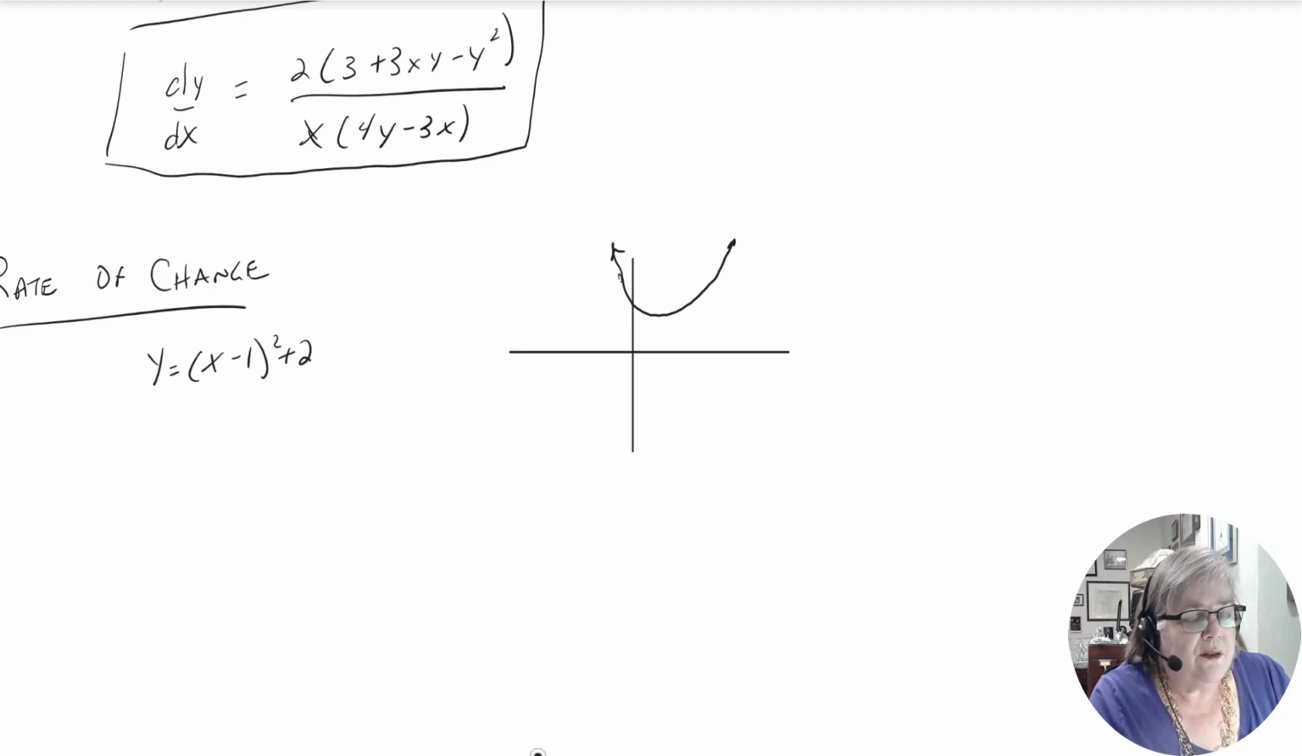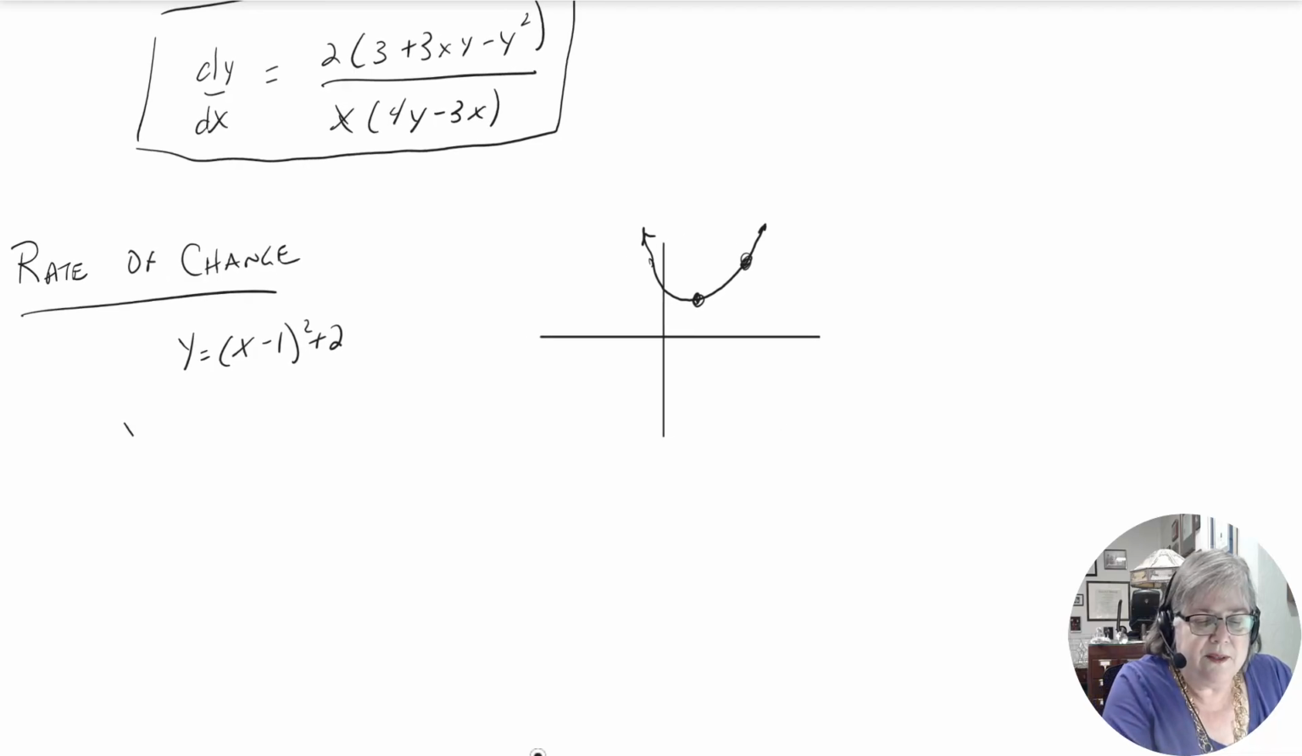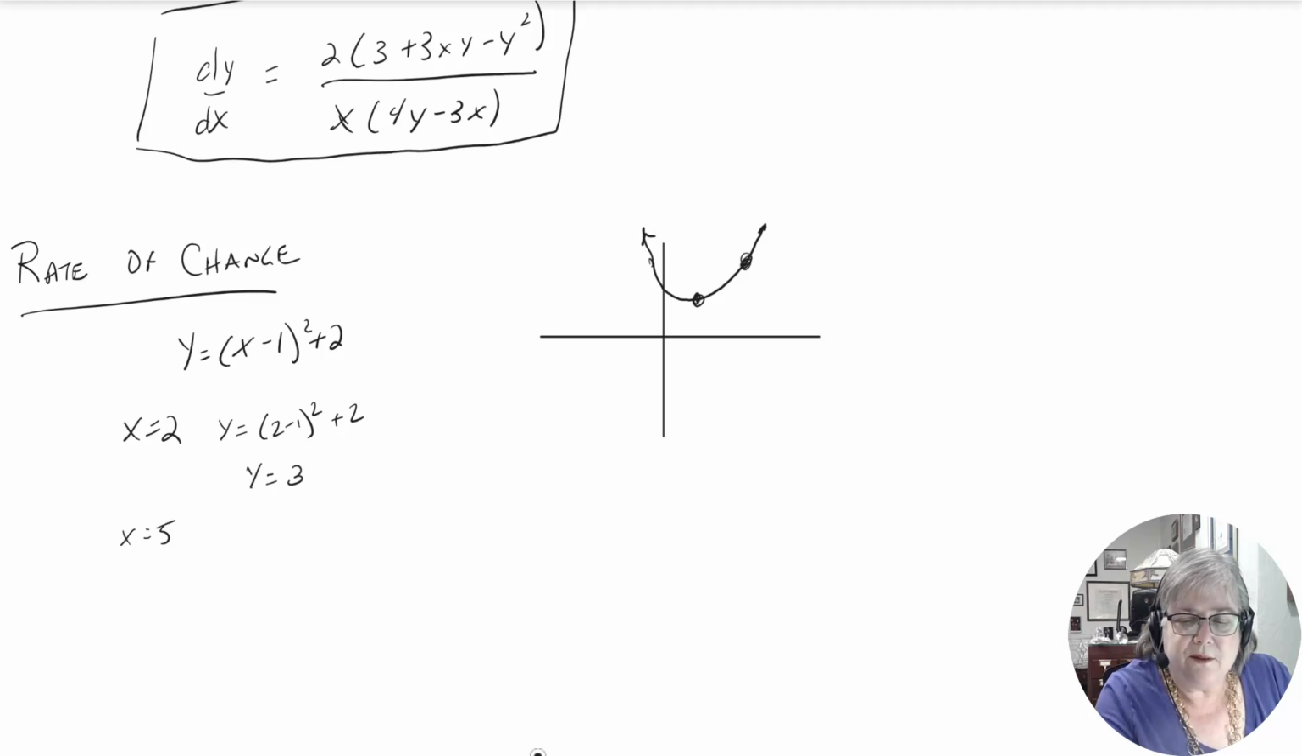All right. Now you could, when you were in algebra class, right? I could give you a couple of points. Okay, and I could say, well, let's talk about when x is 2 and when x is 5, right? So let's find where those points are. So if x is 2, y is 2 minus 1 squared plus 2. So y is 3. Okay, so this point, let's say, is 2, 3. And when x is 5, y is equal to 5 minus 1 squared plus 2. So y is equal to 4 squared is 16 plus 2 is 18. So this is 5, not drawn to scale, obviously, 5, 18.